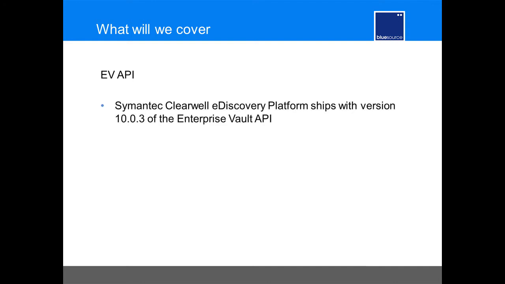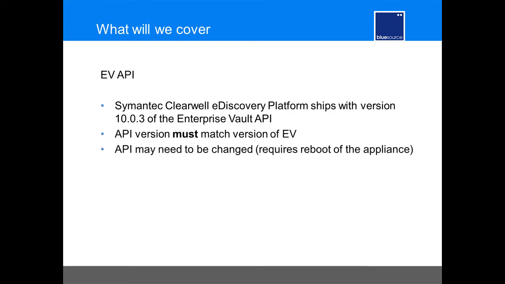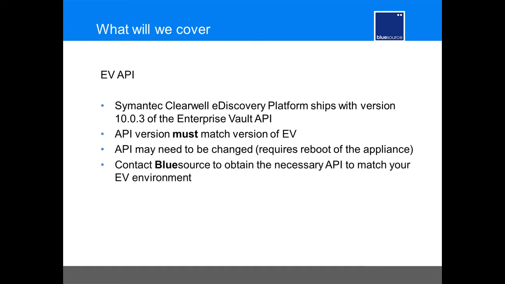The first item to address is the Enterprise Vault API. Clearwell version 7.1.3 ships with version 10.0.3 of the EV API. This must match the version of Enterprise Vault you are currently running, so you may need to install the correct version of the API. To obtain the APIs and successfully install them, contact BlueSource for assistance by the most Clearwell certified staff in the business.